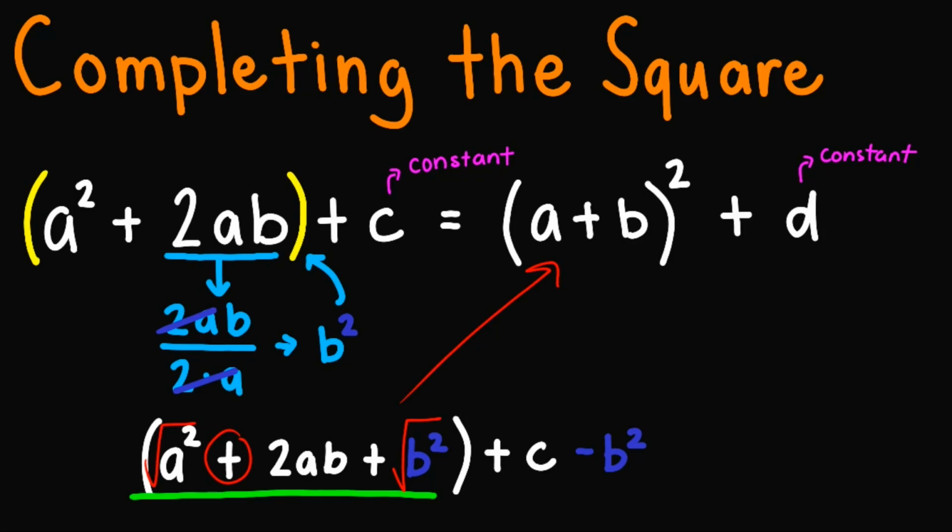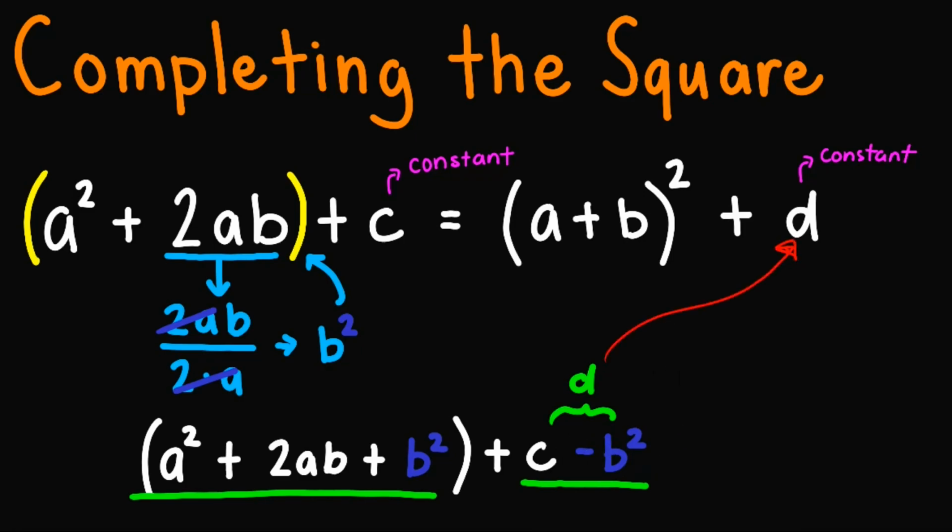Then take note that c minus b squared can be expressed as a single constant, say d, since these two are just constants. So this one now matches this part. And so we know that this expression below is equal to a plus b squared plus d. And so that is how we apply completing the square, specifically in converting a standard form to its vertex form of parabola.